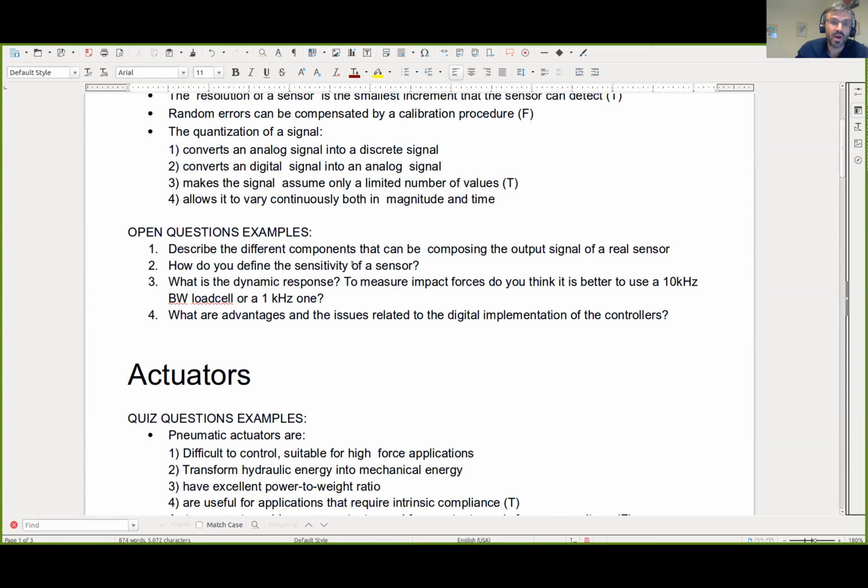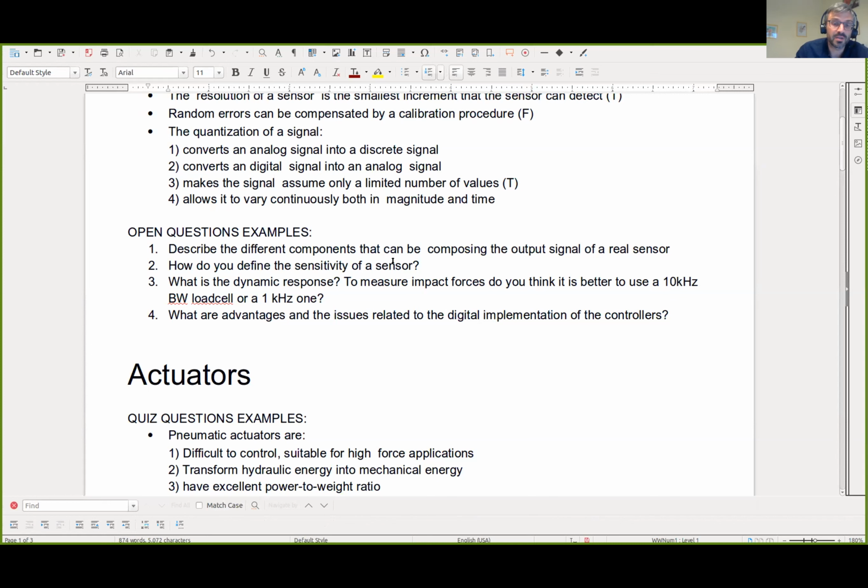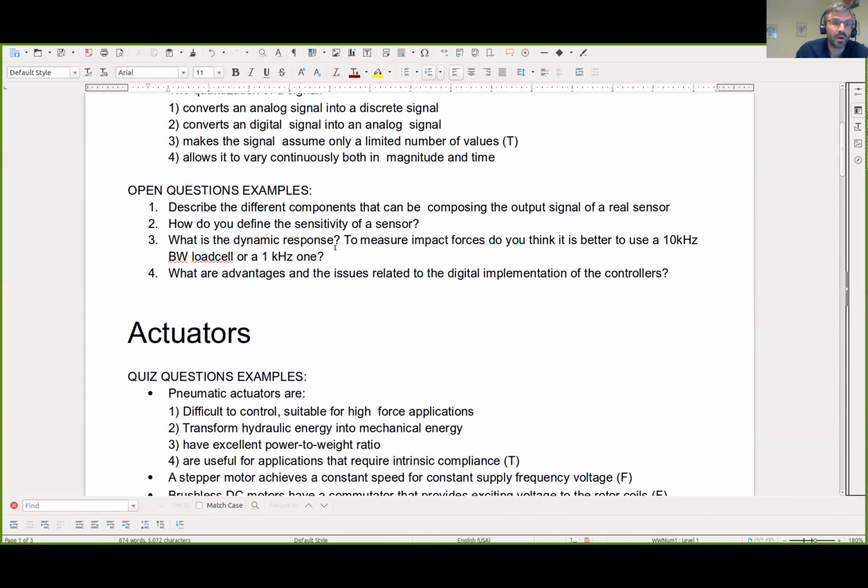Then other examples of open questions. You can describe, for example, the different components that compose the output signal of a real sensor. Let's say the signal, the noise and the disturbance. How do you define the sensitivity of a sensor? What is the dynamic response of a sensor?